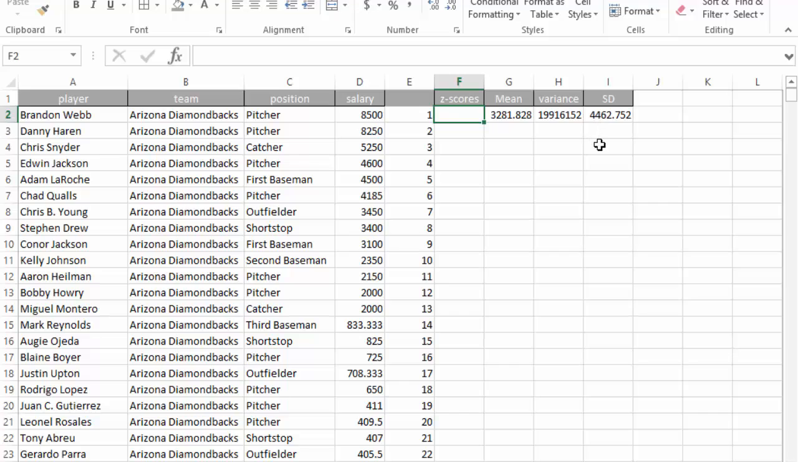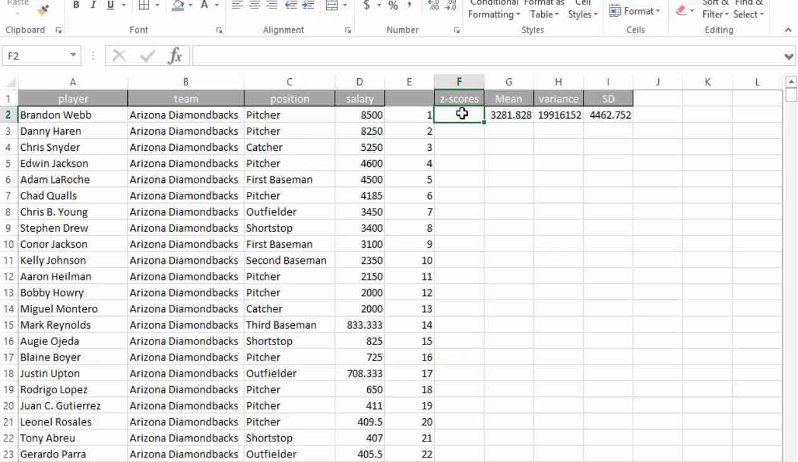So again, standard deviation is the average distance each data point is from the mean. What the z-score does is standardize a data set. By that, I mean that if I standardize a data set, then my mean is no longer, for this example, going to be 3.2 million, it's going to be 0. And my standard deviation is no longer going to be 4.4 million, it's going to be 1. That allows me to standardize everything.